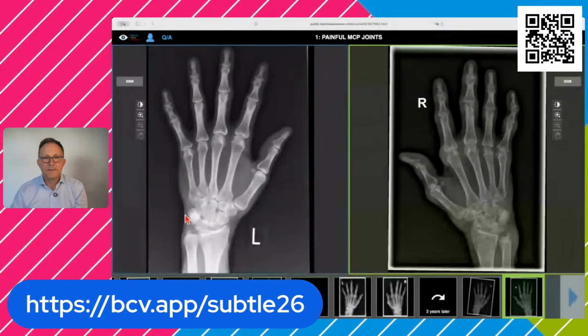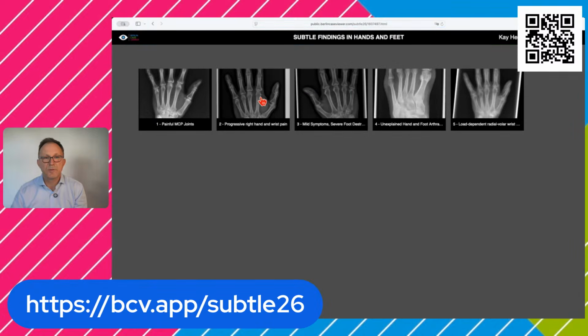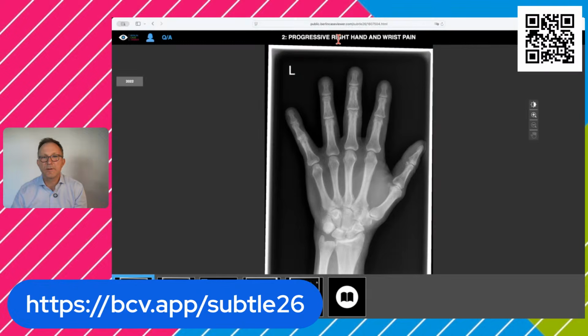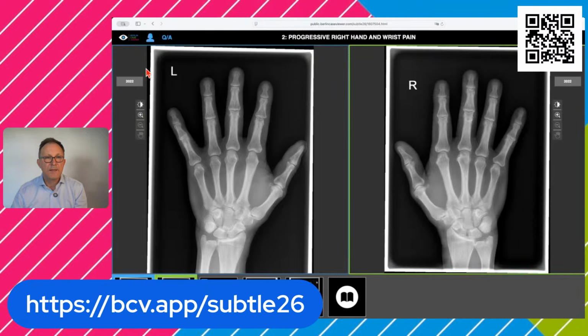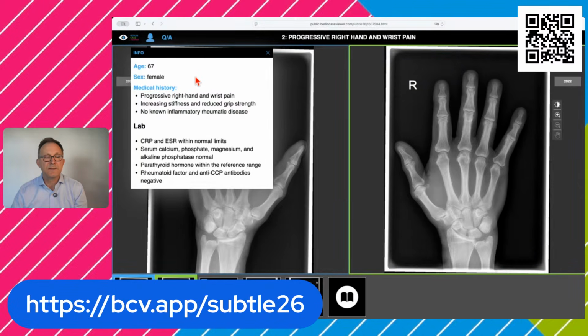So next case is case number 2, and I will go back, and you can also do it. Case number 2, progressive right hand and wrist pain. So that's the left hand. We would also need the right hand. And the medical history is a 67-year-old woman with progressive pain at the right hand, with weakness, reduced grip strength, increased stiffness, CRP normal, lab tests all normal, no elevated inflammatory markers or antibodies.